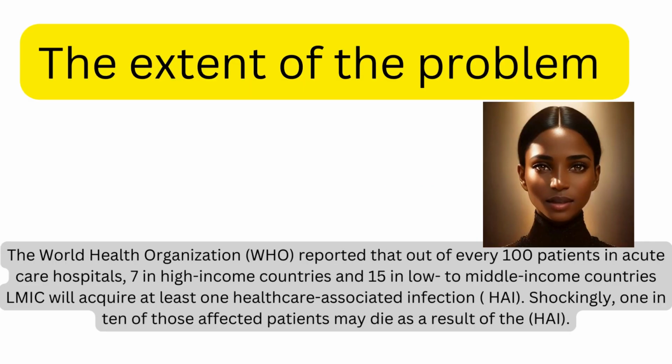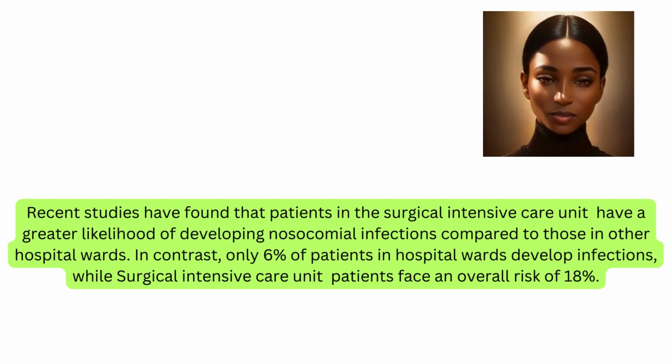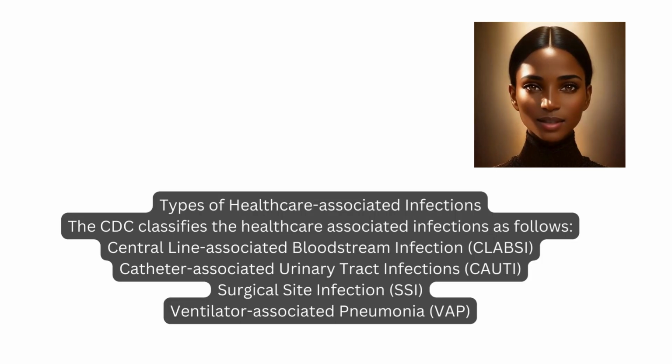The World Health Organization, WHO, reported that out of every 100 patients in acute care hospitals, 7 in high-income countries and 15 in low- to middle-income countries, LMIC, will acquire at least one healthcare-associated infection, HAI. Shockingly, 1 in 10 of those affected patients may die as a result of the HAI. Recent studies have found that patients in the surgical intensive care unit have a greater likelihood of developing nosocomial infections compared to those in other hospital wards. In contrast, only 6% of patients in hospital wards develop infections, while surgical intensive care unit patients face an overall risk of 18%.